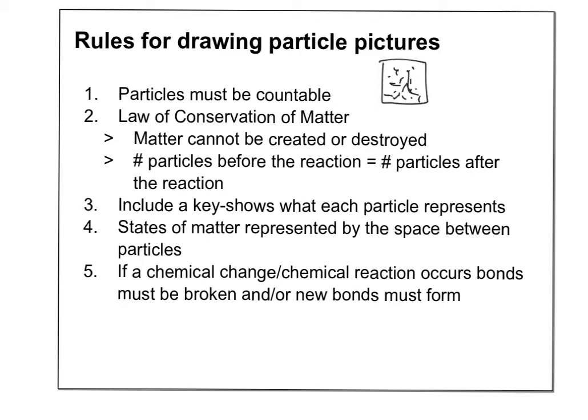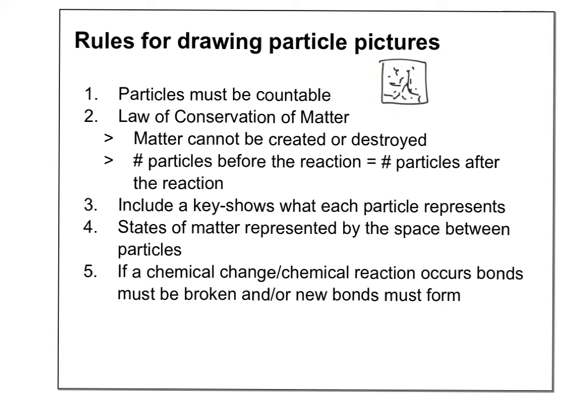Okay, that gives me a headache. I'm trying to count to make sure you followed the next rule, which is the law of conservation of matter. It says matter cannot be created or destroyed. So if I have a before and after picture, if I have 5 blue circles in my before picture, I need to see those 5 blue circles somewhere in my after picture. That's impossible for me to do if you don't make your particles countable.